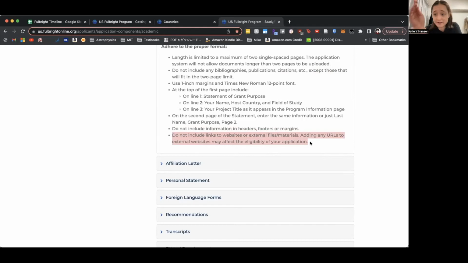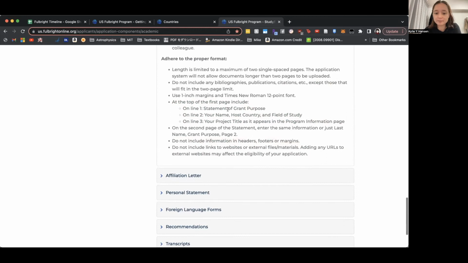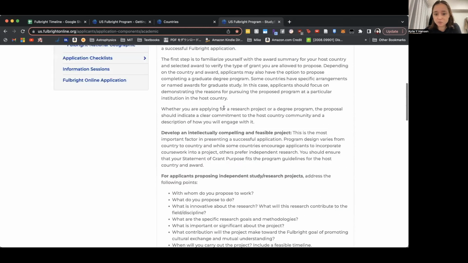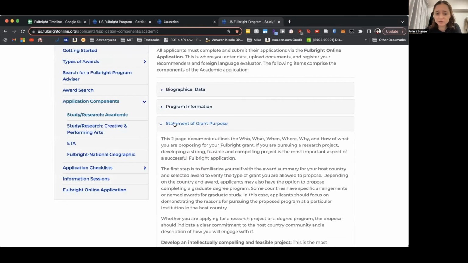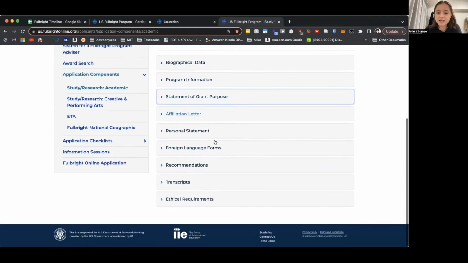So just write things. Do not have any links, headers, footers, margins, whatever. When you open your Word doc, just write. Don't click on the margin or anything. Just write 2 pages, including this stuff at the top, and that's it. Pretty simple if you think about it that way. All right, so that was this one. Pretty long going over the statement of grant purpose, but it's the most important part of your application. You need to spend the most time working on it and have as many people look at it as you can. Next, affiliation letter.